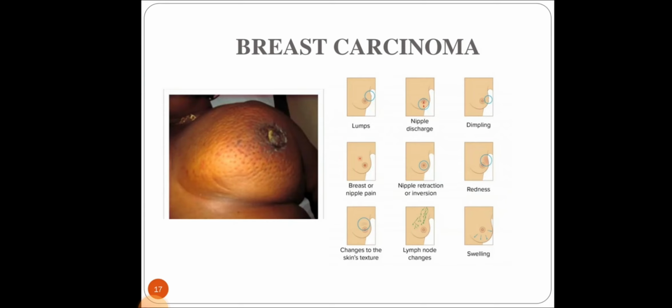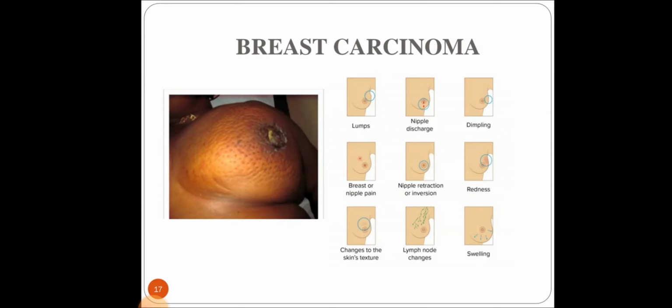Next is about the classification of breast carcinoma. One classification is about laterality, either it can be unilateral or it can be bilateral. Then another one is ductal carcinoma and lobular carcinoma. Ductal carcinoma means carcinoma arising from the lactiferous ducts, that is around 90%. And lobular carcinoma means carcinoma arising from the lobules, that is around 10%. So two types of classification: one is unilateral, bilateral, next is ductal and lobular.